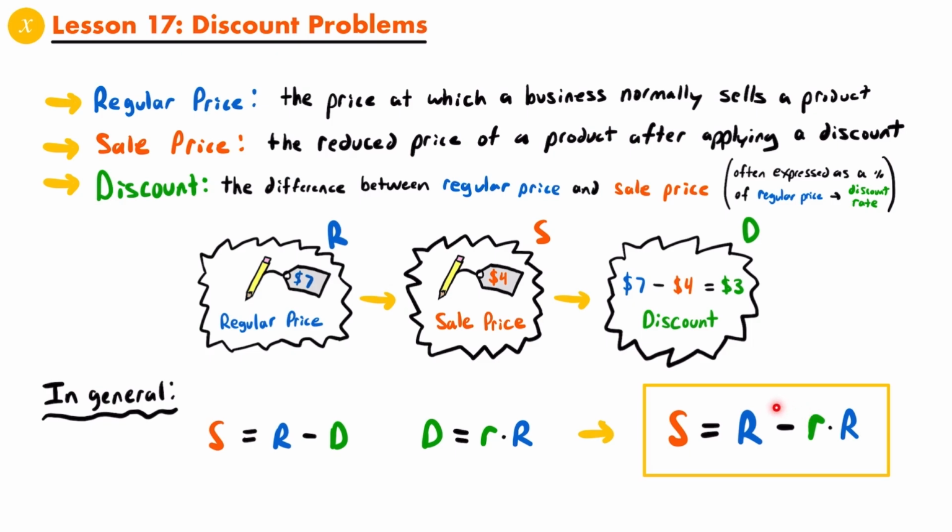Once again, I just substituted this expression for D, the discount rate times the regular price, in for D in this equation to form this equation. So you can replace D with that expression, and the resulting equation is still true. This still represents the same thing, but now it includes that discount rate R, which is more commonly given or referred to in discount problems than the actual amount of the discount itself. Typically a percentage will be given for the discount, not the actual amount of discount for a particular product.